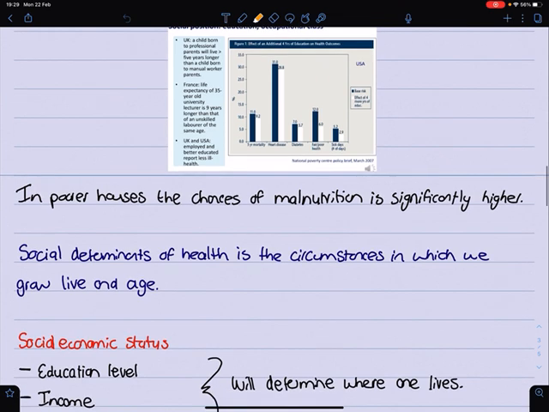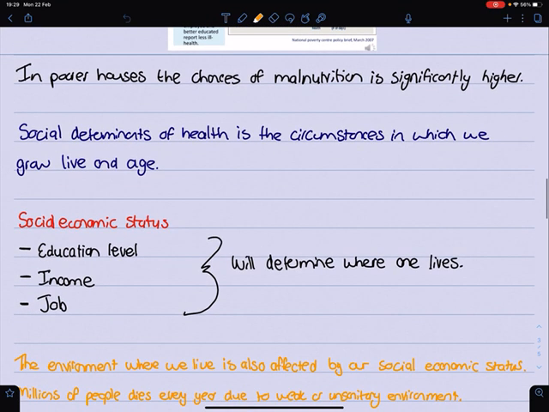Once again, social determinants of health are the circumstances in which we grow, we live, we work, and we age. If you look at the socio-economic status of a person, it will be the education level, the job, and the income of that person. And this socio-economic status will influence where you grow, live, work, and age. So once again, what is socio-economic status? It's your education level, your job, and your income.